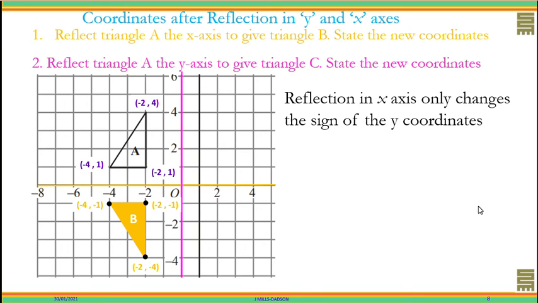Now I'm going to reflect A in the y-axis, and let's see the effect on the coordinates. (-2, 4) becomes (2, 4). The x is changing.